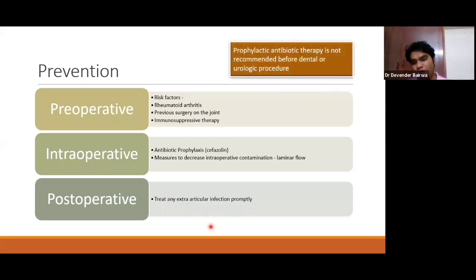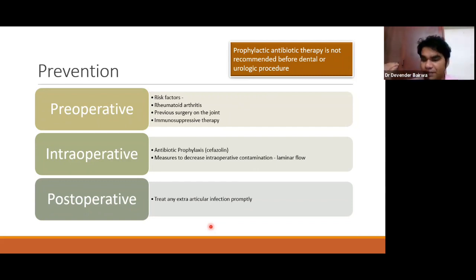Now understand this thing. Prophylactic antibiotic therapy is not recommended before dental or urological procedures. This is a recommendation from the Association of Dentists and the Association of Urologists, because they have seen that the bacteremia occurring after these procedures has not led to a significant increase in prosthetic joint infection. So as of now, there is no recommendation to provide prophylactic antibiotics before these procedures if prosthetic joint surgery was done earlier in the patient.